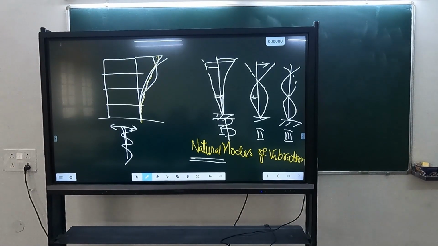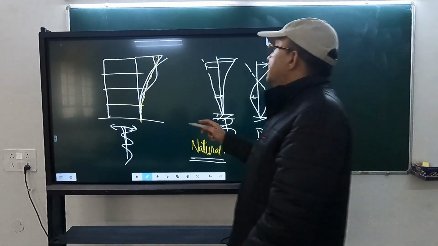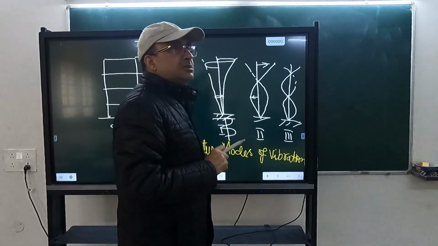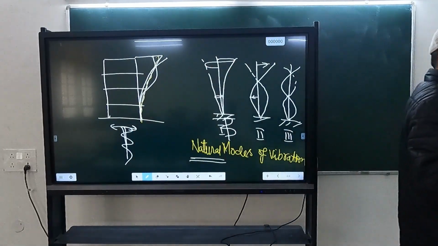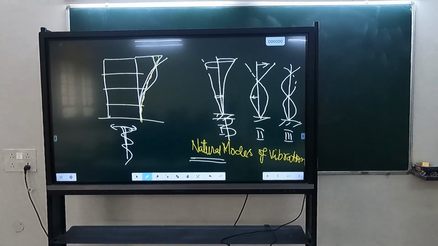Mostly, in all natural cases, it will be the first mode which will be predominant. So that's why we get a variation of acceleration also over the height, which is governed by the first mode. But the first mode alone does not govern, other modes are also involved. But one thing is sure, that at the top it is going to be more than at the bottom. So the acceleration increases.